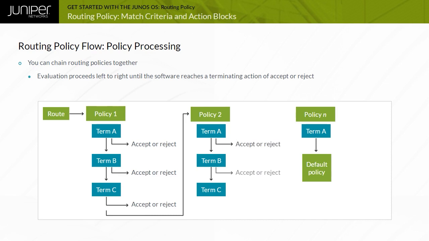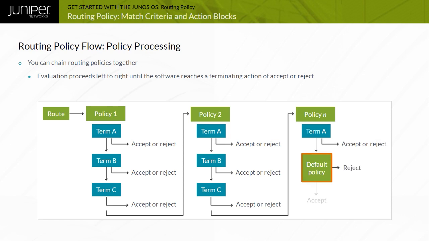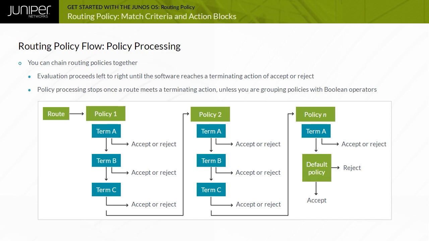If the first policy does not match, or if the match is associated with a non-terminating action, Junos OS evaluates the route against the next policy in the chain. This pattern repeats itself for all policies in the chain. Junos OS ultimately applies the default policy for a given protocol when no terminating actions occur while evaluating the user-defined policy chain. Policy processing stops once a route meets a terminating action, unless you are grouping policies with Boolean operators.